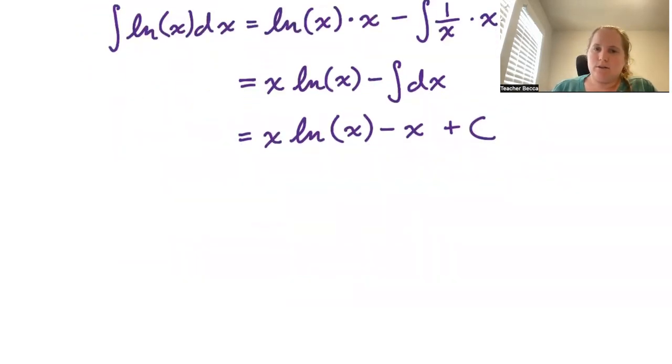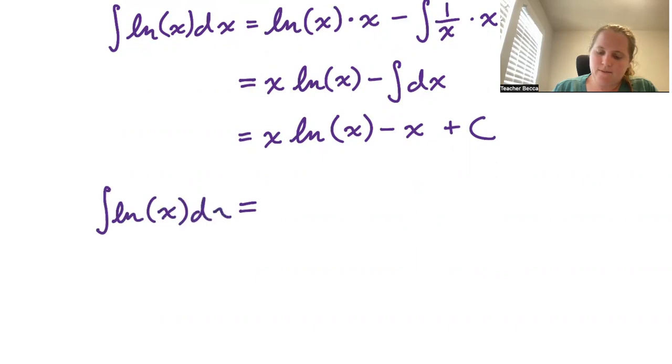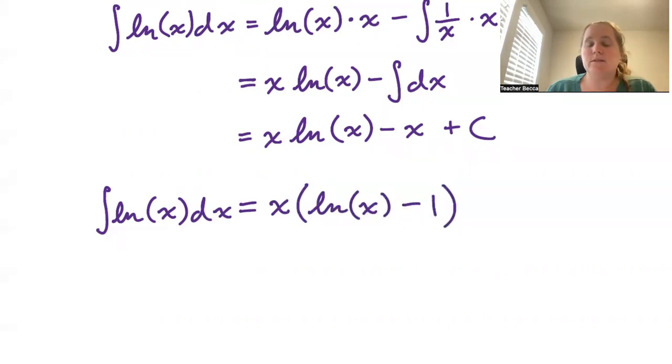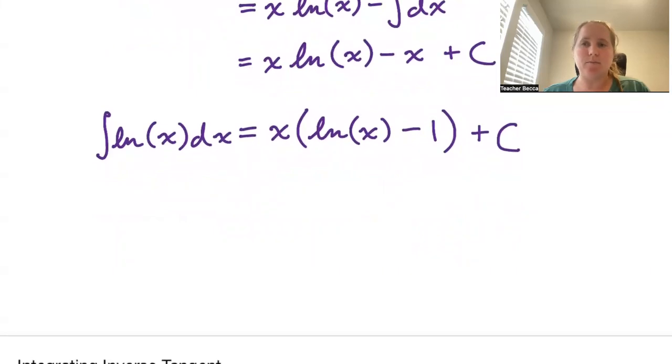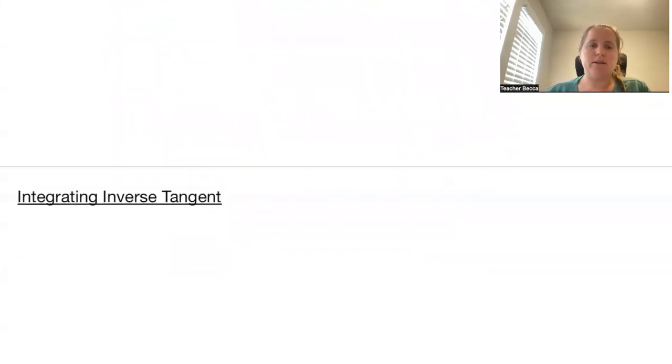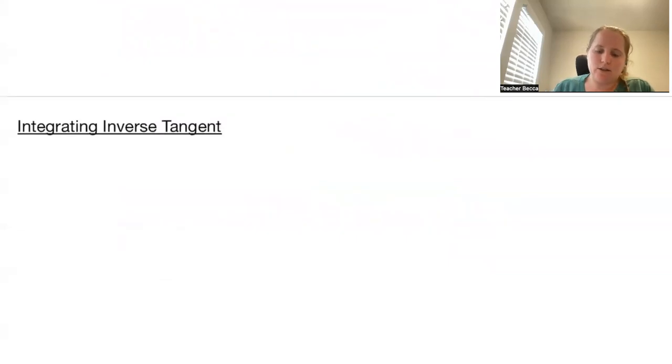You will often also see this integral written in the format, the integral of the natural log of x dx is equal to x times the natural log of x minus 1 in parentheses, factoring out the x, and then plus c. So again, integration by parts allowed us to find an integral of natural log that we otherwise did not know. Next, let's take a look at integrating inverse tangent.